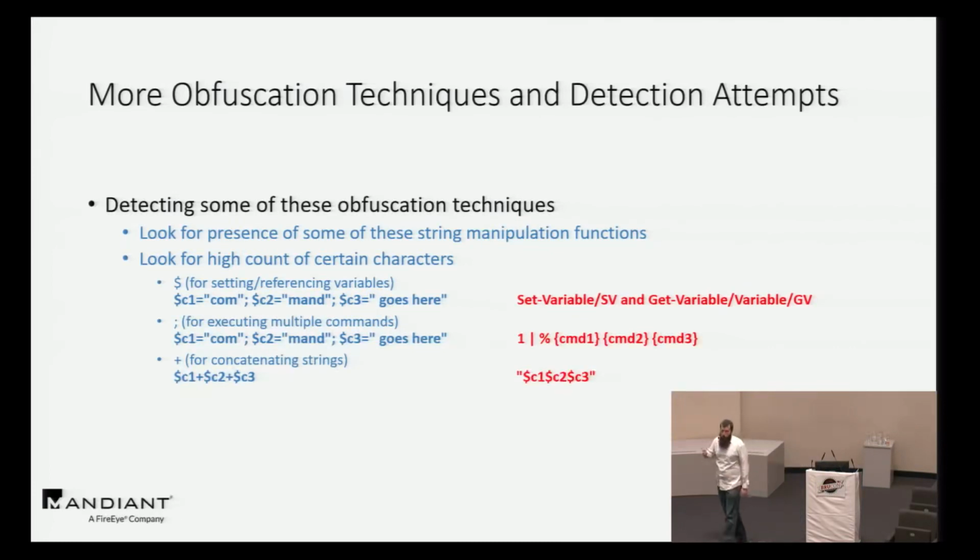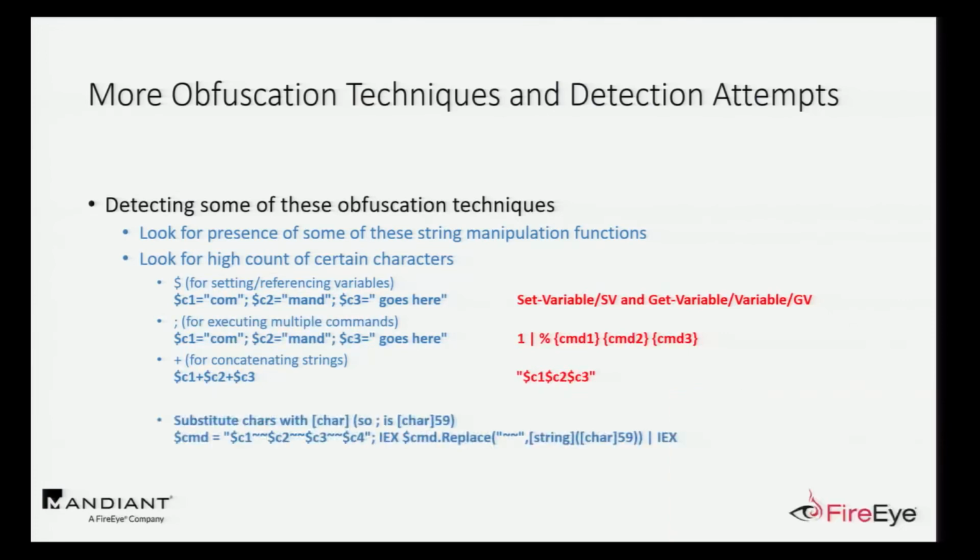For variables, we can actually set and use variables using nothing but the Get-Variable and Set-Variable functions. A $ sign never appears anywhere. If we want to execute multiple commands without there being a semicolon, we can just do one pipe and then put as many script blocks as we want after that. And for each one, it'll be executed. Or for string concatenation, again, you don't even need pluses. You can just throw it in double quotes, and it'll concatenate just fine.